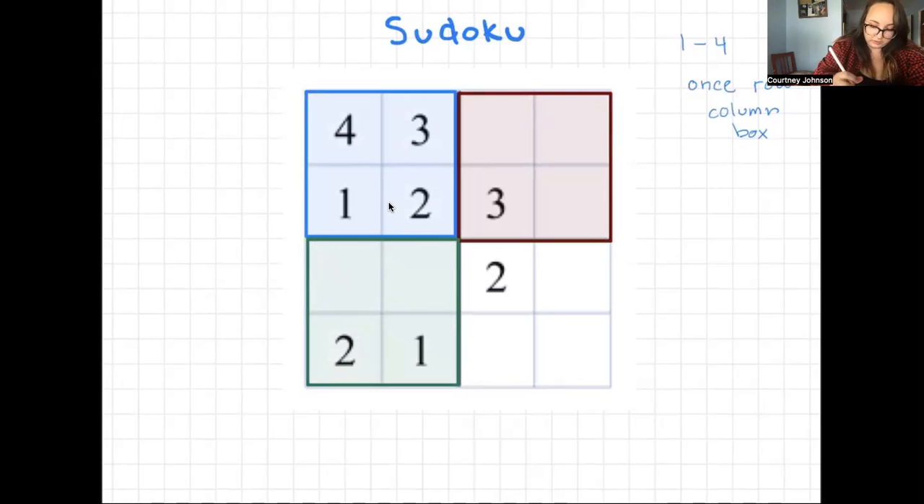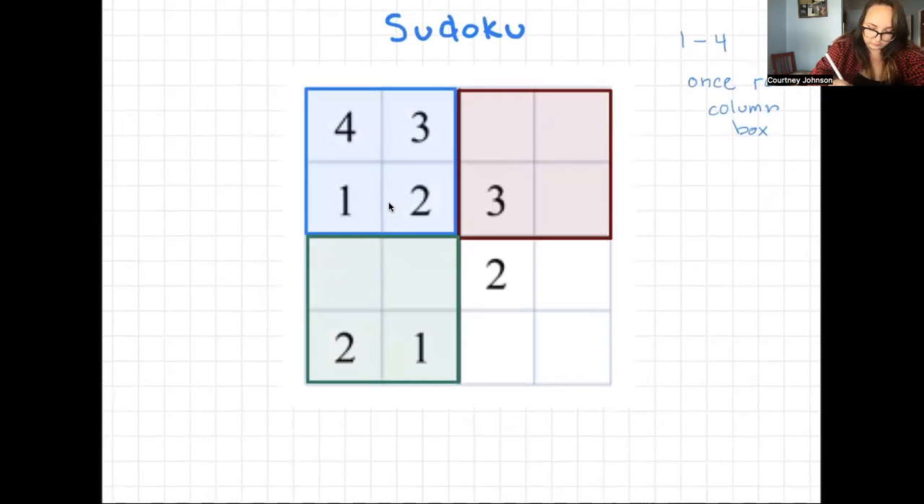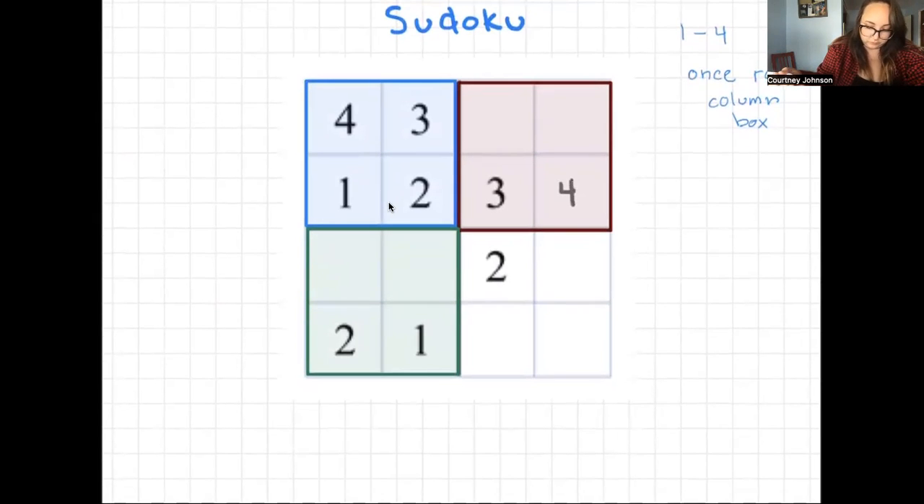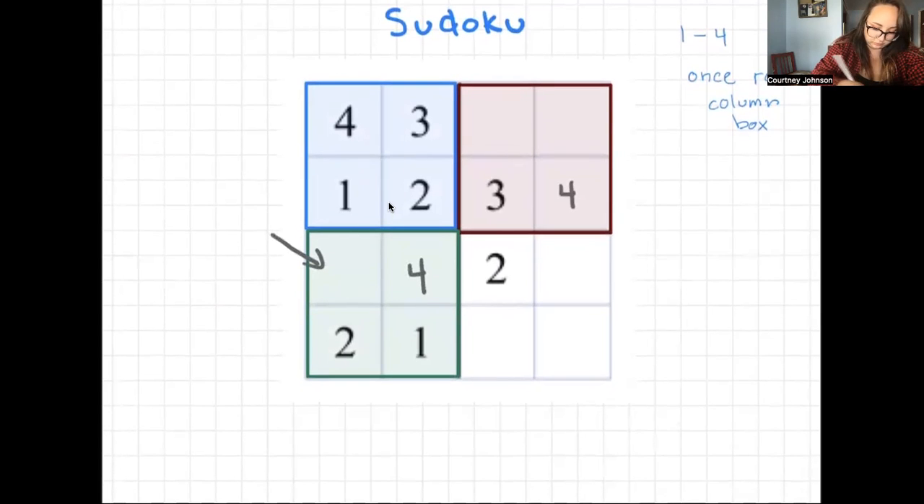Okay, so we can see, hey, in this spot right here, we have 1, 2, 3 already. The only thing we need in this row is a 4. And same thing for this column here. The only thing we need here is another 4. So then what are we missing in this box here? You can say 1, 2, 4. We're missing a 3. And well, now that's opened up this spot for a 1.